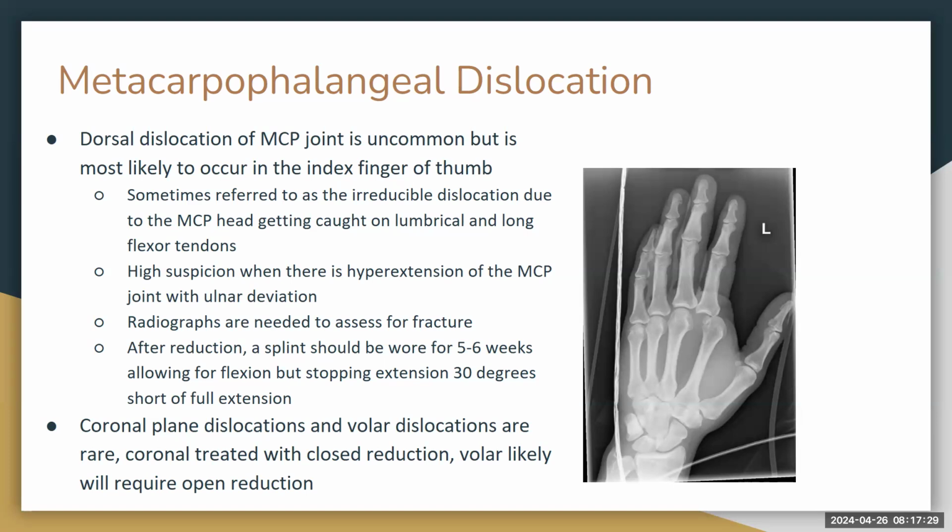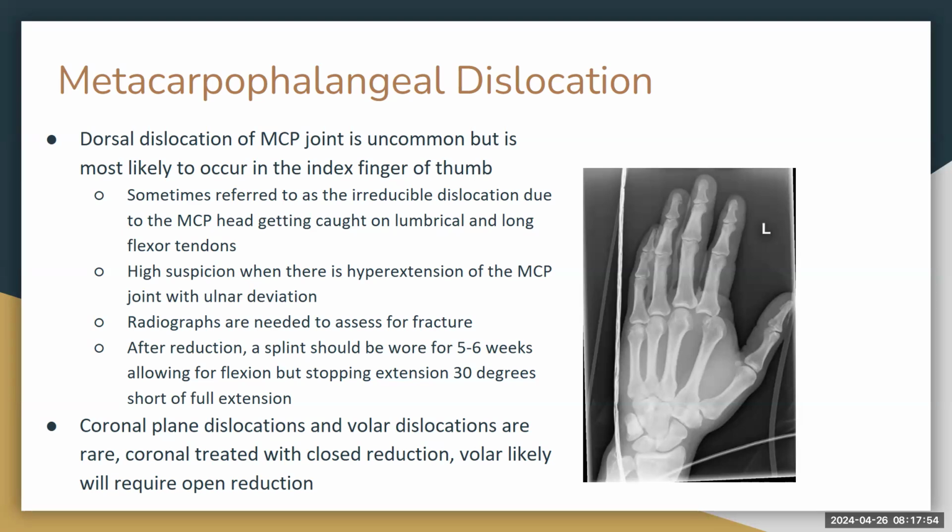I did see one of these in my hand rotation where the guy was in a high velocity motorbike accident, and they weren't able to reduce it in the ER, so they took him to surgery later that week, but he had a 4th and 5th MCP dislocation. There's a high suspicion when there's hyperflexion of the MCP joint with ulnar deviation.